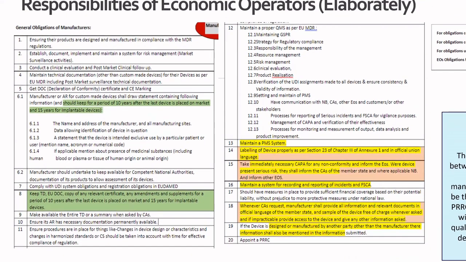Next, 12th, maintain a proper QMS. You can read it afterwards. What are the QMS requirements in MDR, which is covering, which is like the ISO 13485. If you accept that, MDR also automatically will be fulfilling.